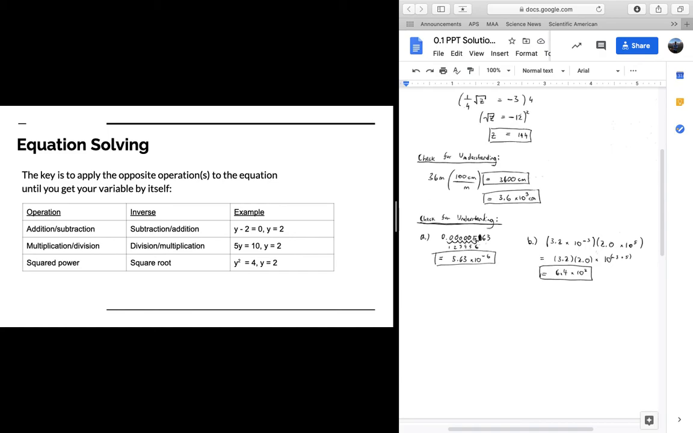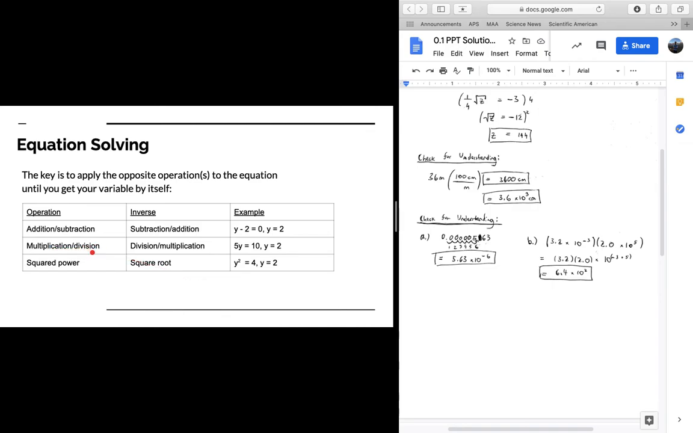So what I like to do is first focus on whether there are any numbers that are added or subtracted. If so, I perform the inverse operation, which is subtraction and addition. So for example, if I have y minus 2 equals 0, I'm going to add 2 to both sides to get y equals 2. Next, I'm going to see if there's anything I can multiply or divide.